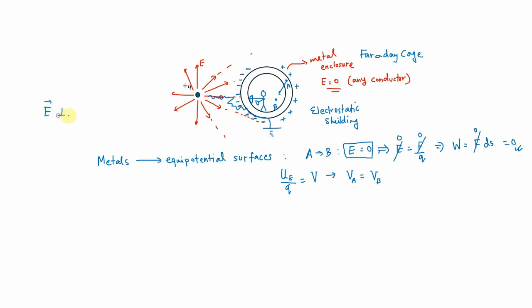All right, so the idea is that the electric field in this case must be perpendicular to the equipotential surface. We know that is automatically true for a spherical conductor, because spherical conductors have radial electric fields.